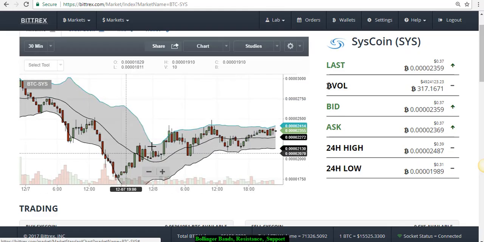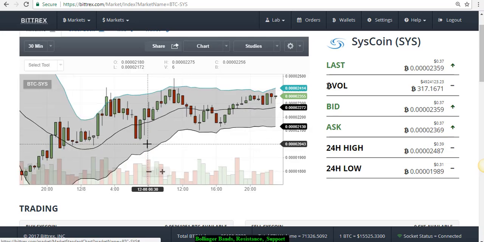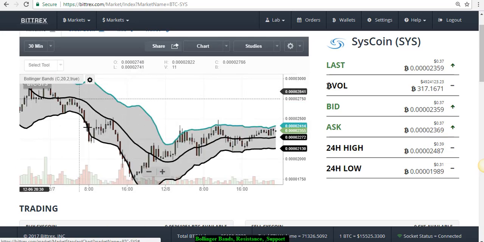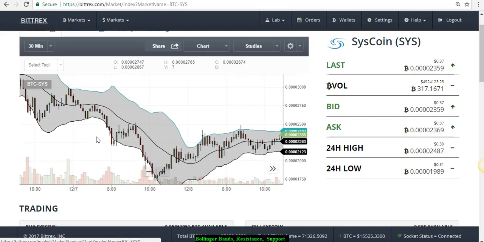Not that far, but maybe here. Okay, there's a couple points where we see this. Can I go over this way a little bit? Okay. If you look closely right in here, you can see that it just barely breaks through the top Bollinger Band.